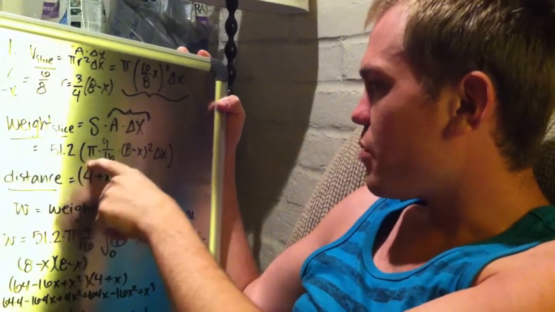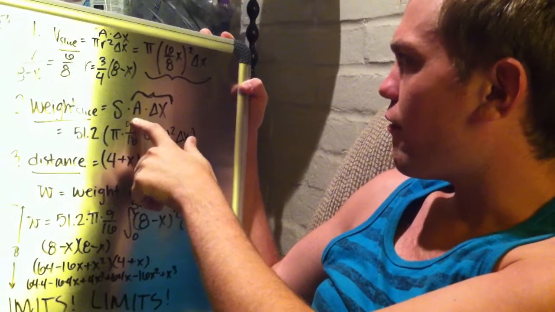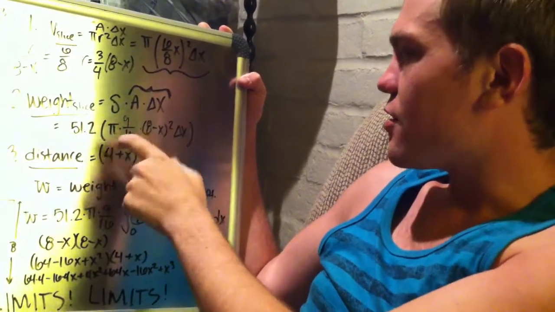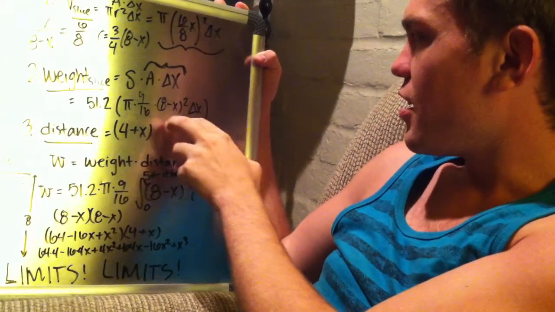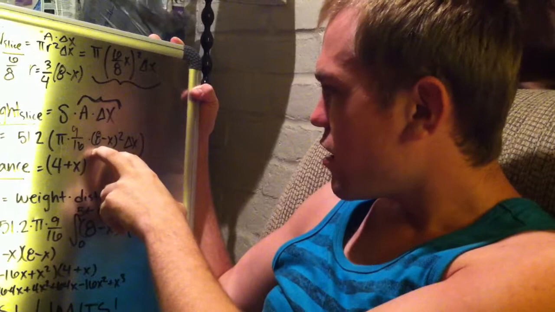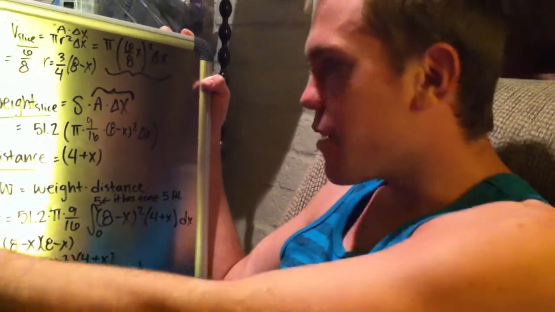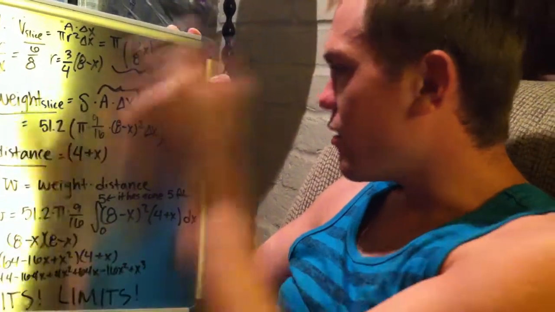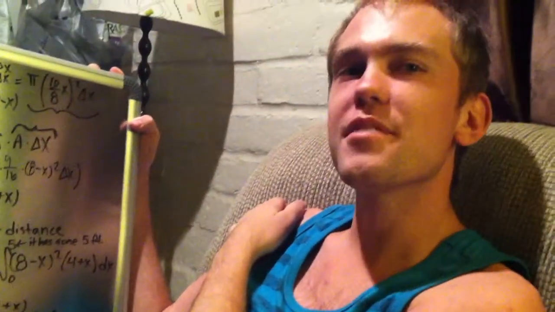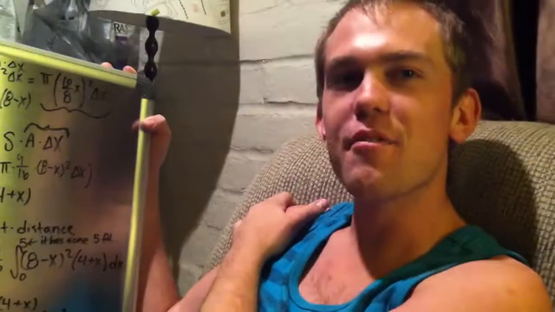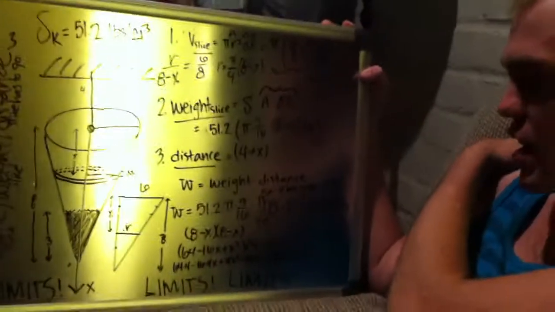51.2 times pi. What's A? Where did that come from? Okay, so A is pi times 9 over 16. And the change in x is 8 minus x, squared. So I think that's 5. Squared times delta x. So then we move to step 3. We haven't really found anything out by now. So distance equals 4 plus x.